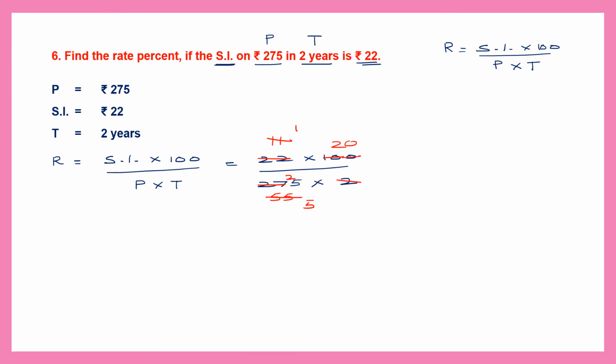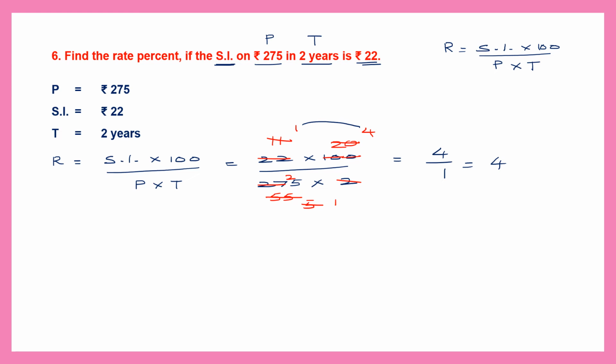We can cancel 5 and 20. So 5 1s are 5. 5 4s are 20. So we've cancelled everything. Now what do we have in the numerator? We have 1 into 4 is 4, and in the denominator we have 1. 4 by 1 is 4.